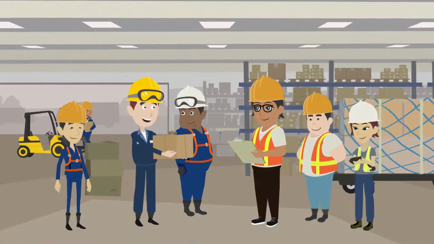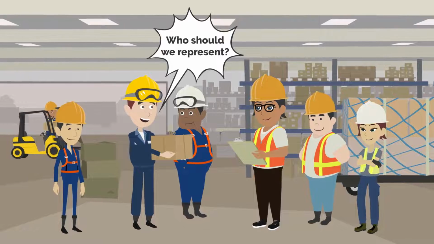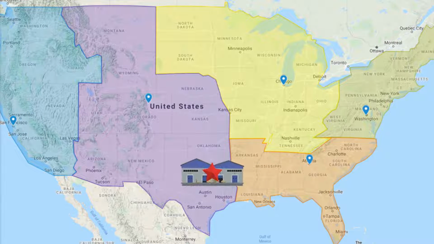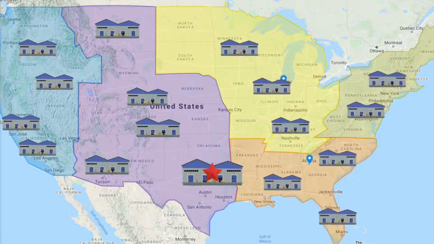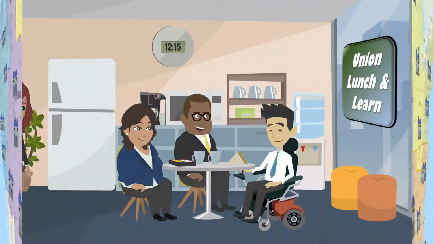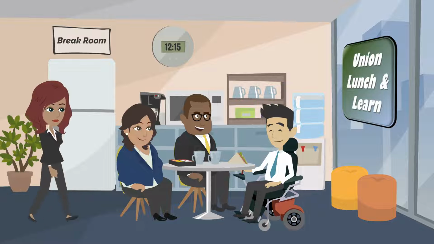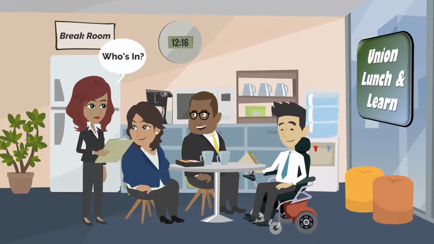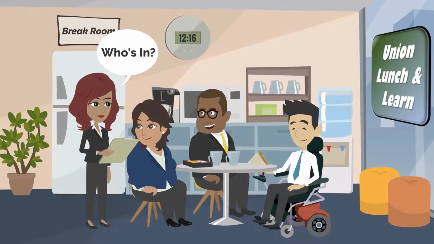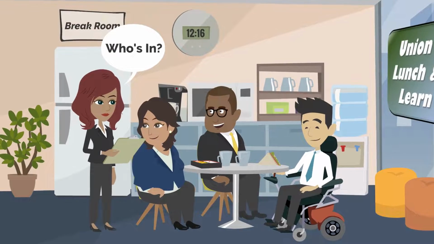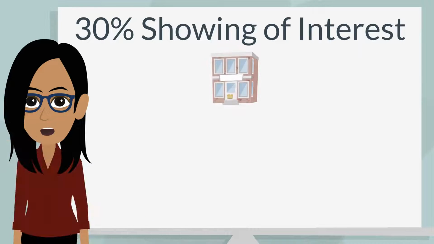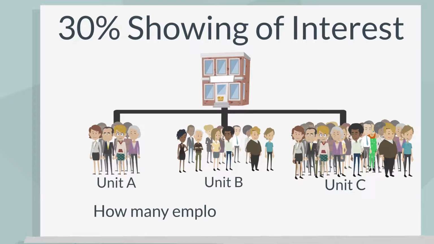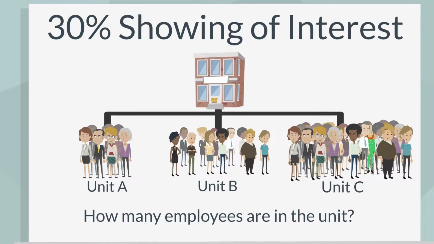You also need to decide who you want to represent in your organization. Are you seeking to represent employees in your work unit, the whole facility, the region, or nationwide? Once you decide which employees you are seeking to represent, you must collect a showing of interest from at least 30% of those employees. This is to ensure we spend time and resources only where there is sufficient employee interest. In order to determine what constitutes a 30% showing of interest, you need to know approximately how many employees are in the unit you want to represent.